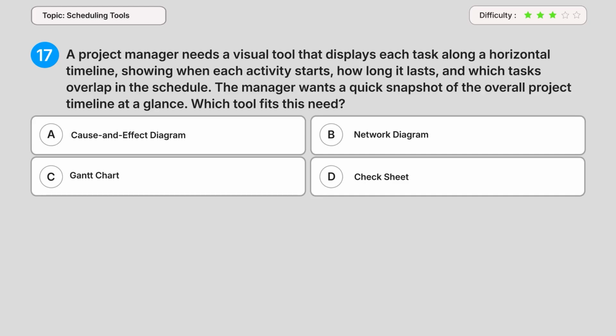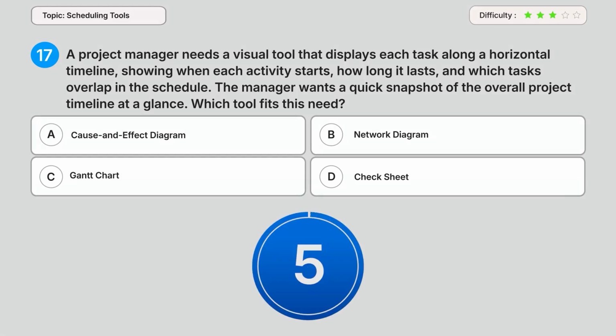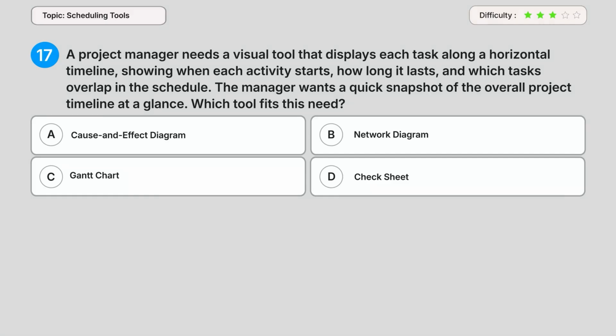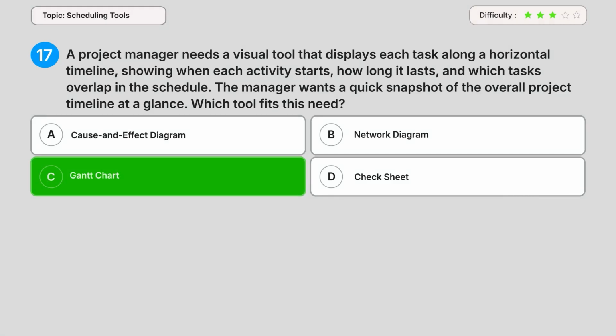A. Cause and effect diagram. B. Network diagram. C. Gantt chart. D. Check sheet. Do you know the answer? Correct answer, C. Gantt chart.